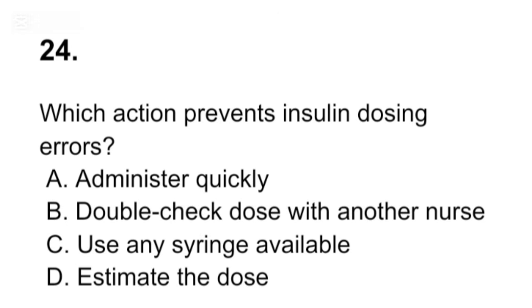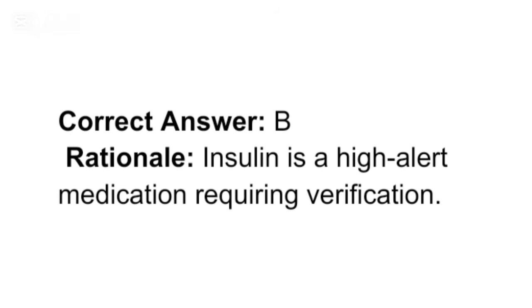24. Which action prevents insulin dosing errors? A. Administer quickly. B. Double-check dose with another nurse. C. Use any syringe available. D. Estimate the dose. Correct answer, B. Rationale: insulin is a high-alert medication requiring verification.